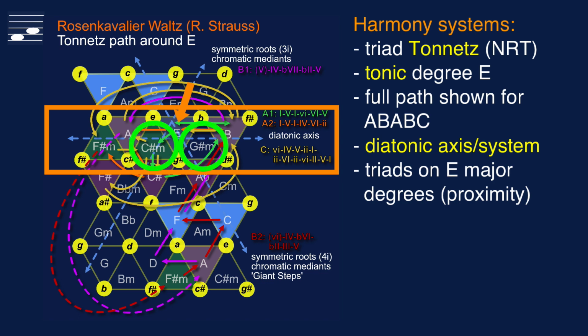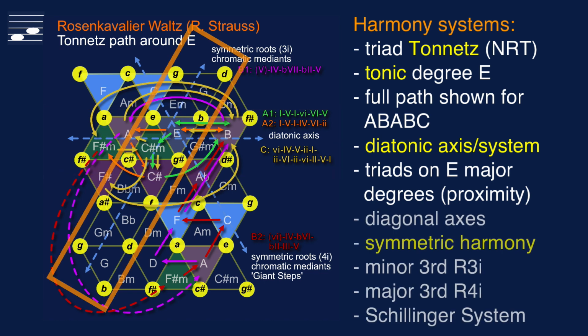Here we find the lower and upper median triads C sharp minor and G sharp minor respectively, then the subdominant and dominant degrees A and B major. But we also discern diagonal axes that indicate symmetric harmony relations. Triads on the southwest to northeast axis are separated by multiples of the minor third, the 3 semitones interval.